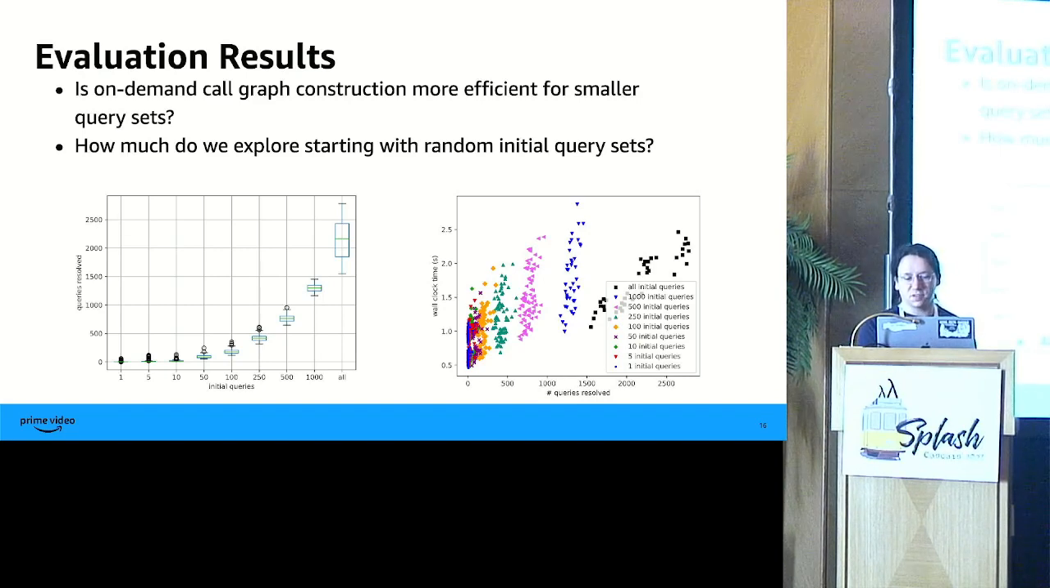So the black dots here are our baseline, where we upfront ask it to resolve everything in the program to model a whole program call graph approach. And then the first surprising thing is that yes, on the left part of the graph here, we are faster than computing these black dots, but for larger query sets, that is not always the case. So we were scratching our heads a bit: wait, why is that happening?